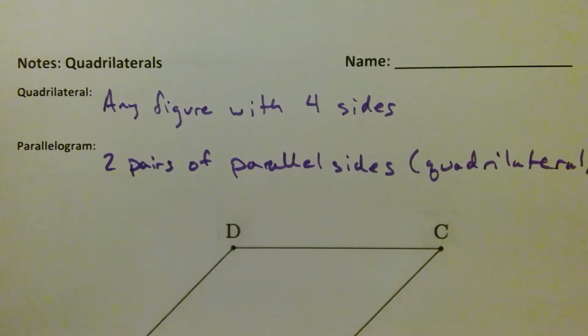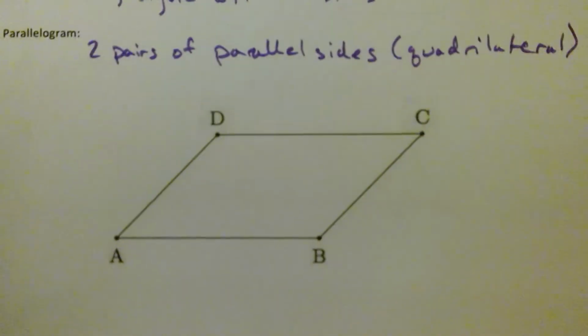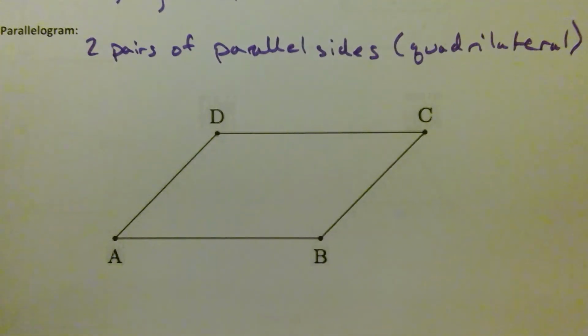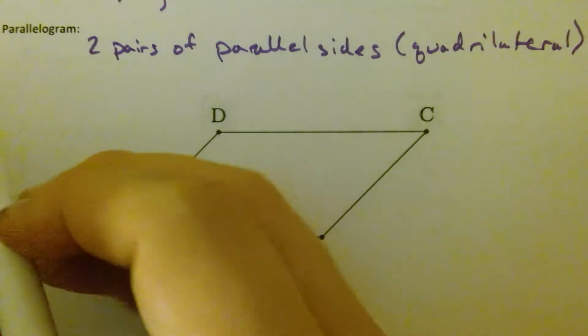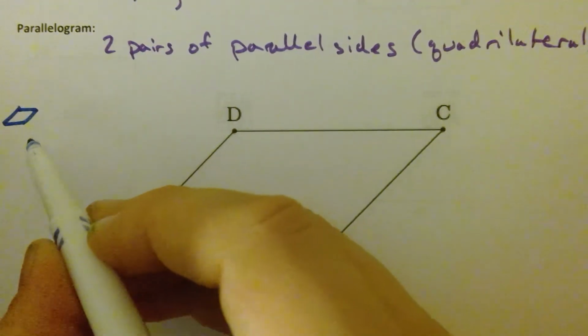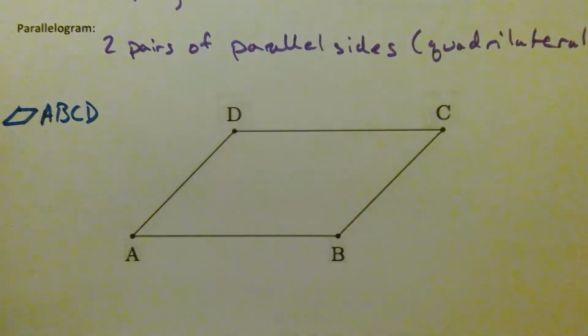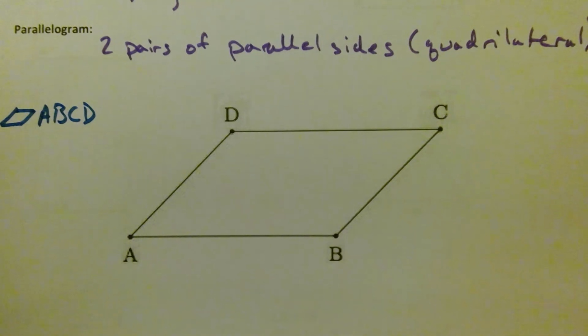Okay, so we have a parallelogram here, and we're going to call this parallelogram ABCD. Okay, so our name here, parallelogram, that's kind of what the shape of a parallelogram looks like. ABCD. Now, we're going to talk about the characteristics of this parallelogram.